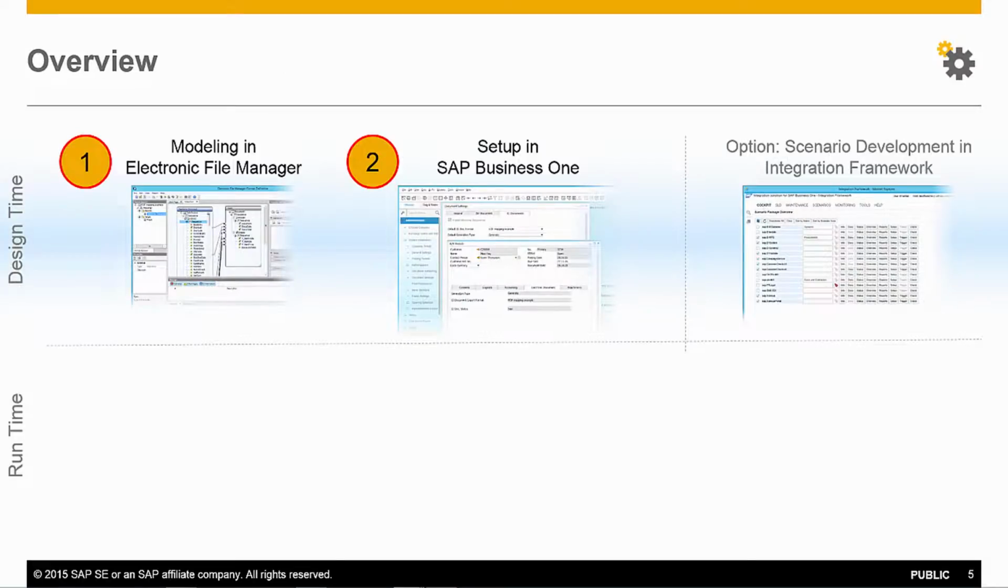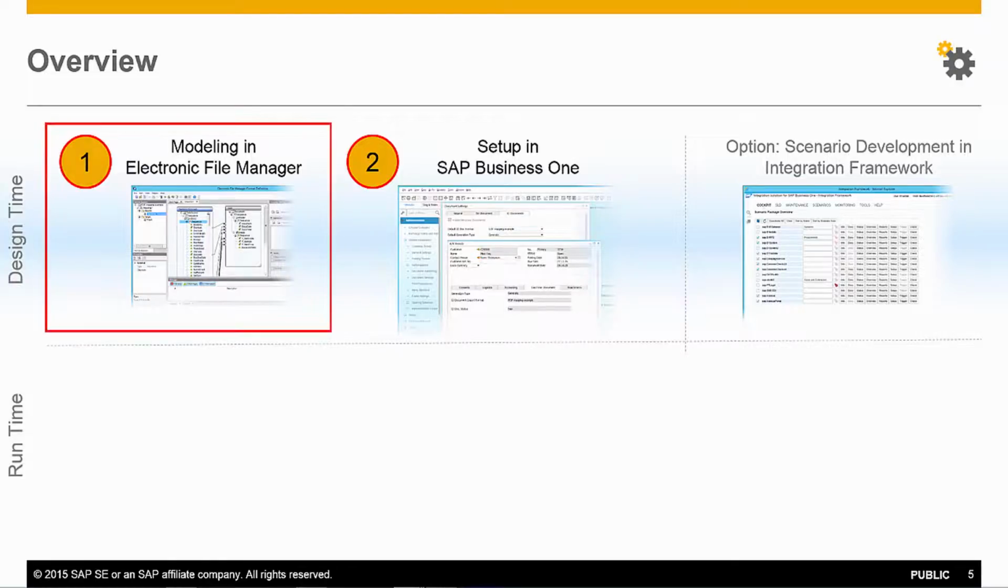The implementation of the Electronic Document Framework consists of two critical steps. Firstly, the modelling has to be done in the Electronic File Manager. And secondly, the framework needs to be activated and several settings are to be executed in SAP Business One. As an option, you can also develop an integration scenario using the integration framework to distribute the XML file. So what does modelling with the Electronic File Manager actually mean?